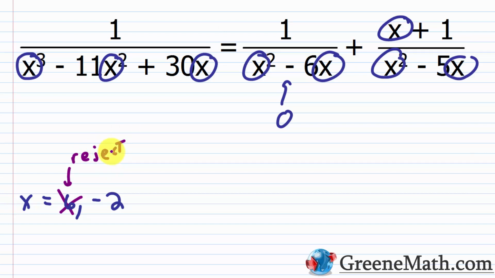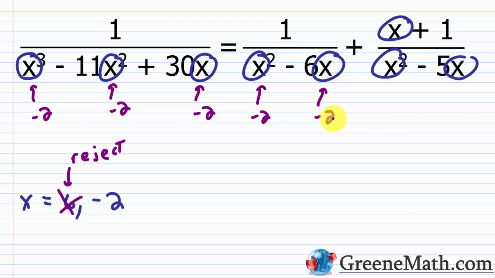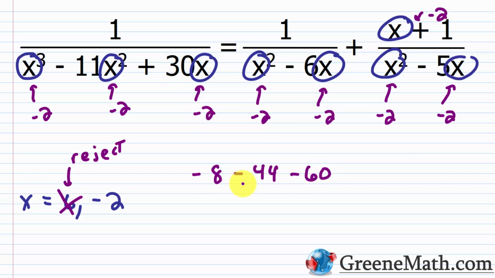So let's check x equals negative 2. Okay, so I'm going to plug that in at each place, so a lot of stuff to plug in. Let's get started here. In the denominator here, I have negative 2 cubed, which is negative 8. And then minus 11 times negative 2 squared. Negative 2 squared is 4. So 11 times 4 is 44. So minus 44. And then you have 30 times negative 2, which is negative 60. So negative 8 minus 44 minus 60 is negative 112.